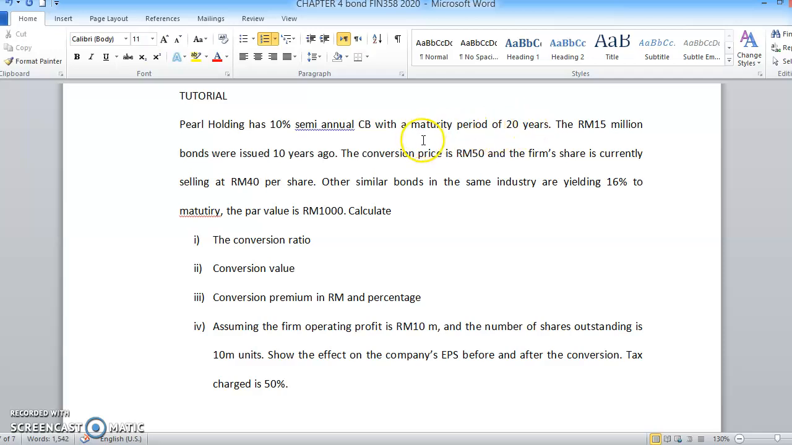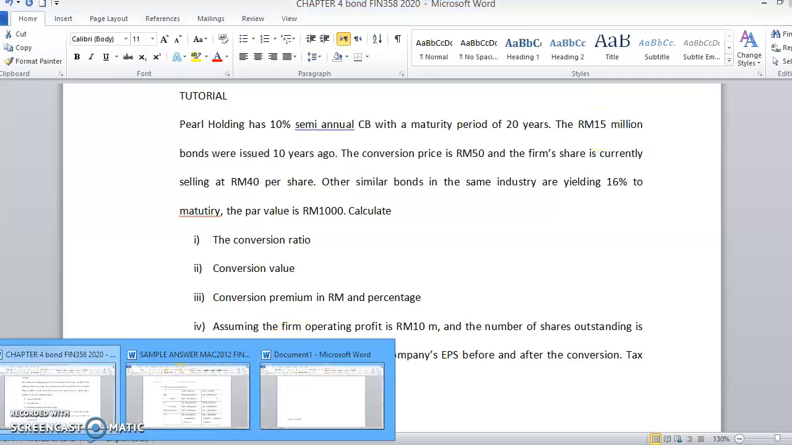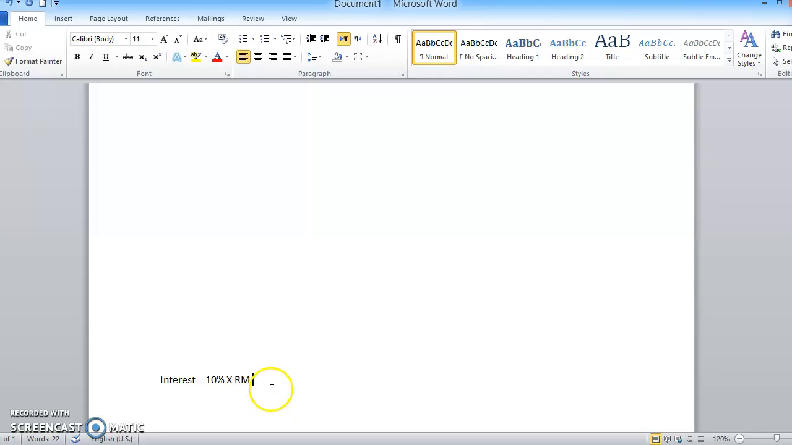So, sorry, total bonds. If we take a look at this part, the total bond is not mentioned, but there is one over here. The RM 15 million bonds were issued 10 years ago. So the total bond is RM 15 million. So we put over here, total bond is 15 million.